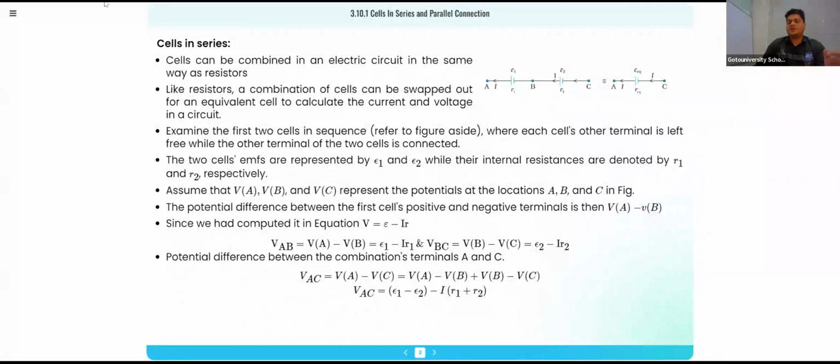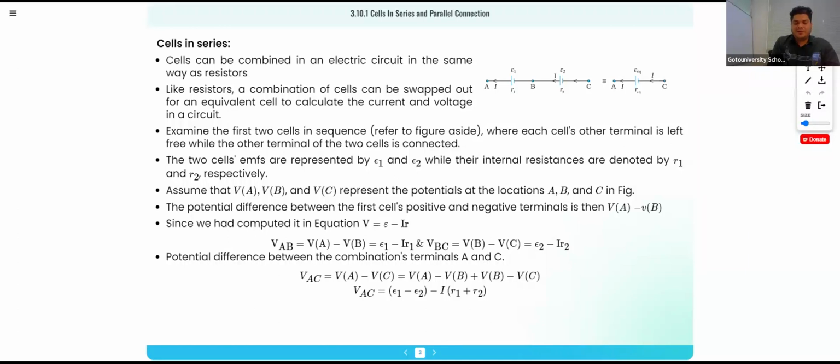In many of the books, this topic is named as cells in combination. See what there is in cells in series and what there is in cells in combination. If the cells are connected one after another, then it will be termed as cells in series.